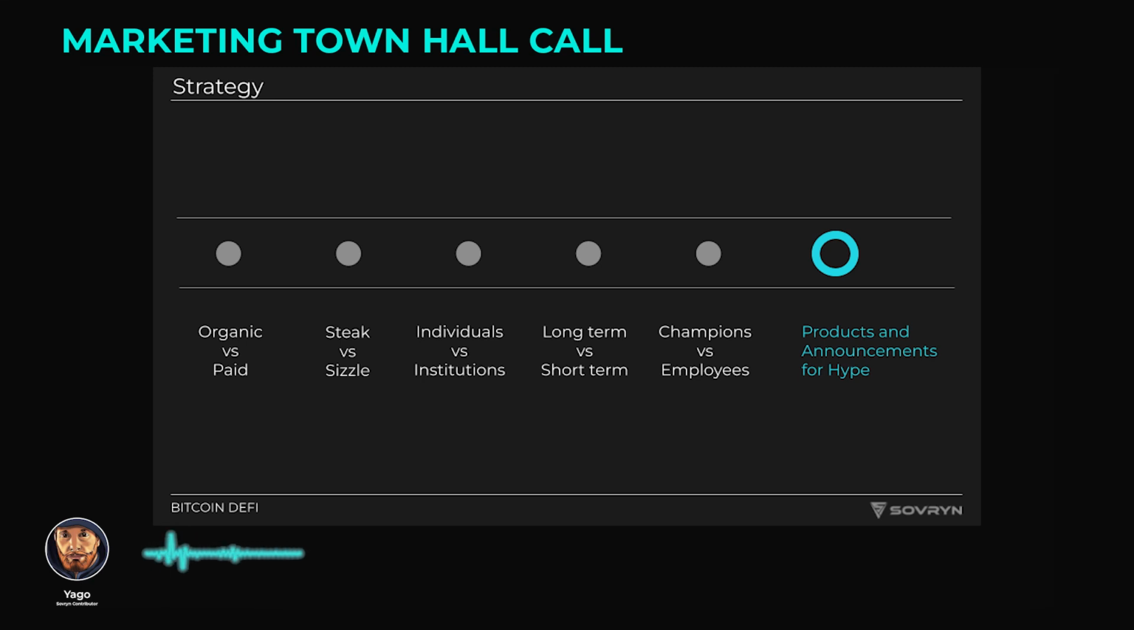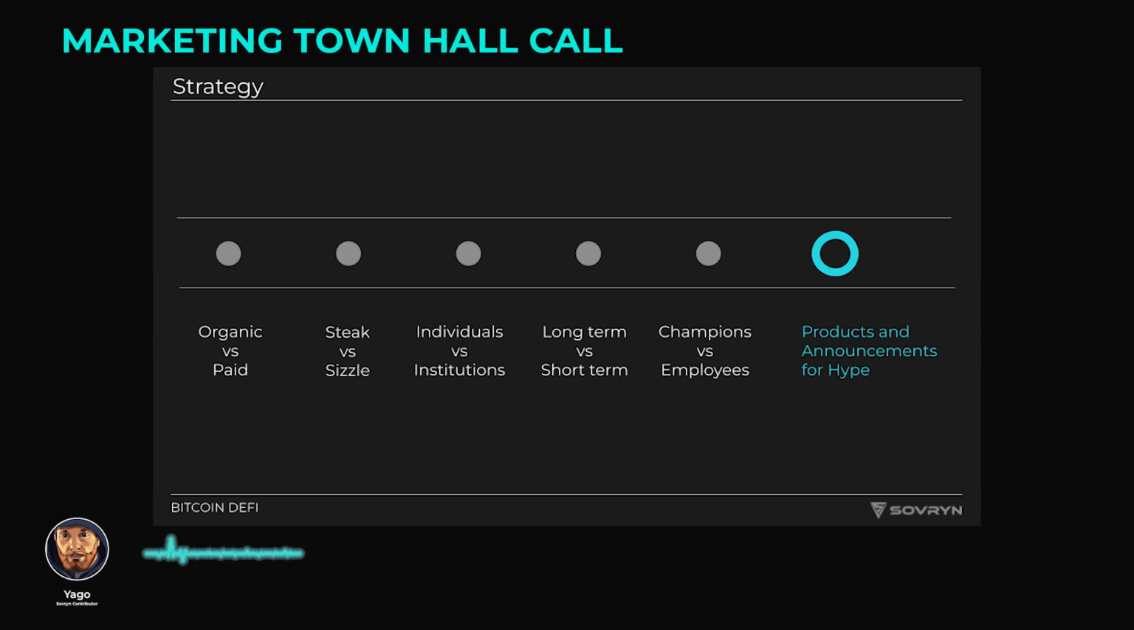Third, are we going to focus on individuals or institutions? For the same reason, and with the same reasoning as why we would prefer at this point in time to be focusing on organic versus paid, I think at this point we should be focusing on individuals versus institutions. That doesn't mean that institutions aren't potentially going to be interested in Sovryn. It doesn't mean that institutions aren't already talking to us. But most of our communications should be focused on individuals and building out our community.